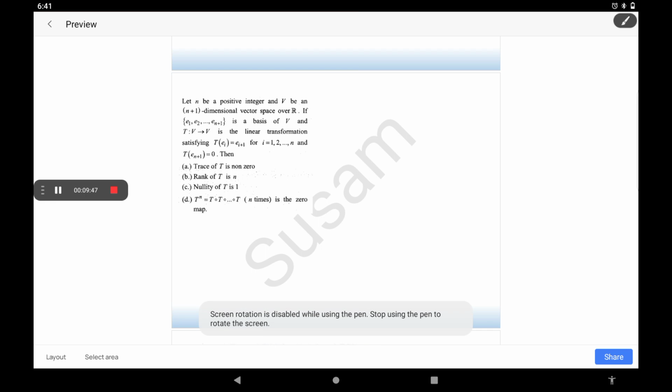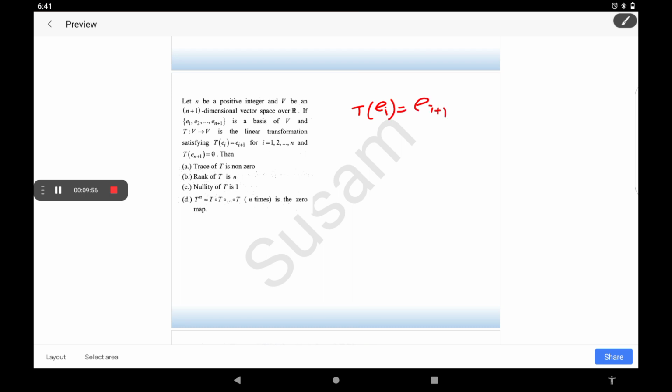T: V to V is a linear operator, and it is given that T of e_i equals e_(i+1) and T of e_(n+1) equals 0, then which options are correct? Trace, rank, nullity, T power n. So again you need to go for matrix representation of T. Let's do that. And let's suppose n equals 2 for simplicity.